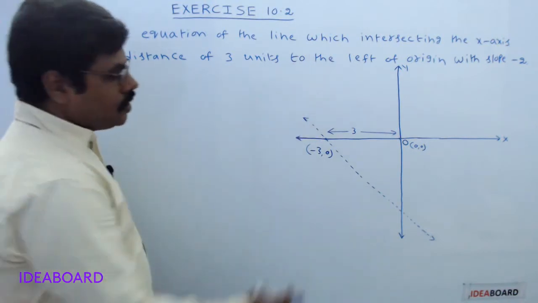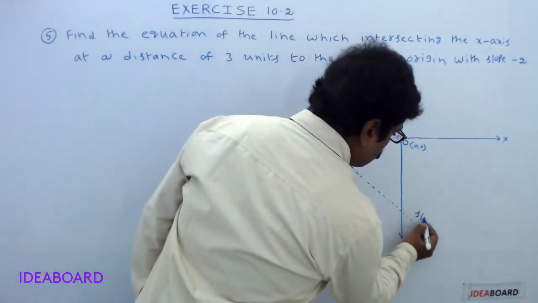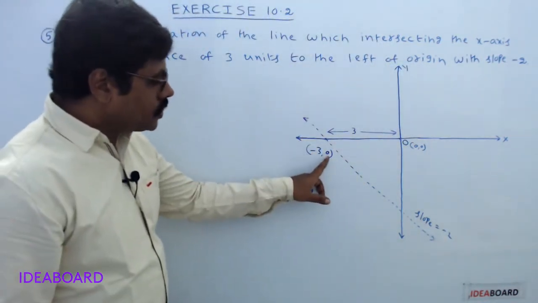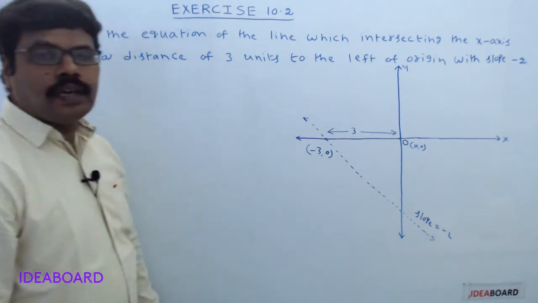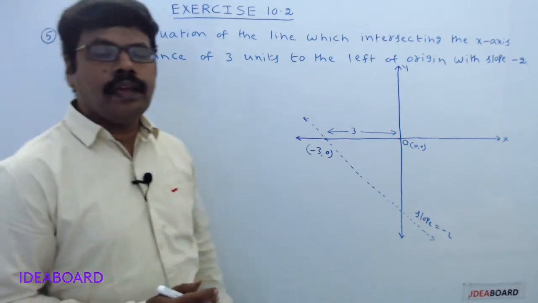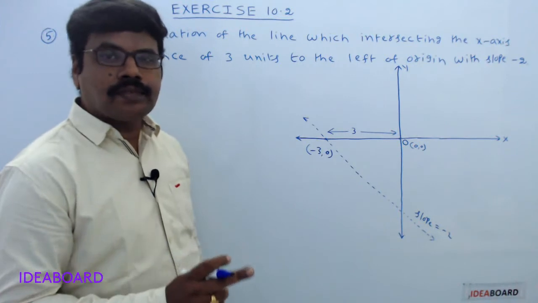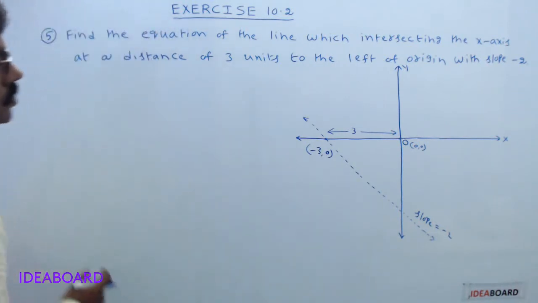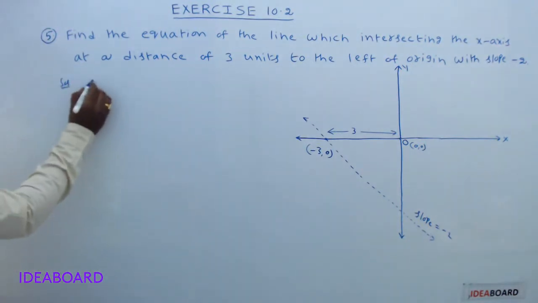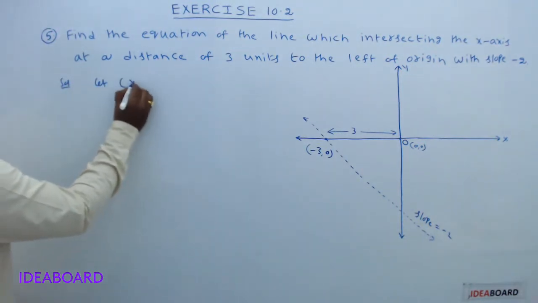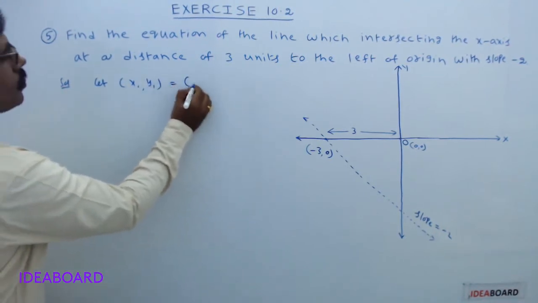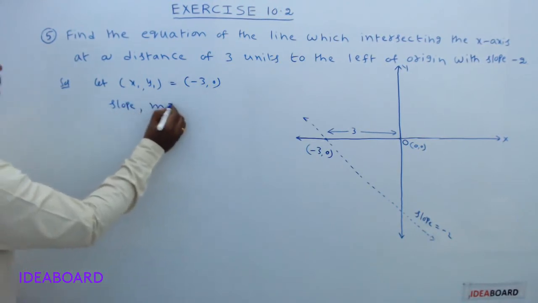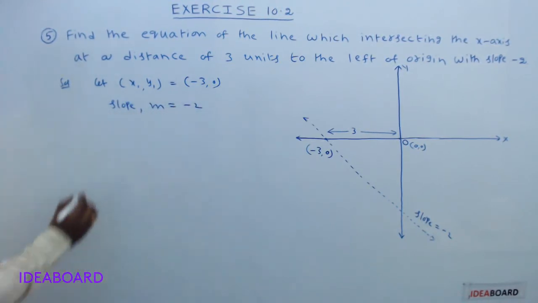One more condition is there. The slope of the required line is given as -2. So the required line passes through -3, 0, and the slope of the line is -2. Then you can apply the slope point form, that is y minus y1 equals m into x minus x1. Write down the description. Let x1, y1 equal -3, 0, slope m equals -2.